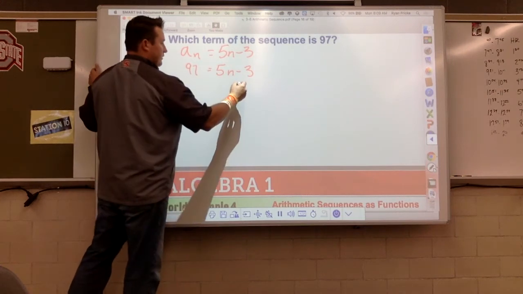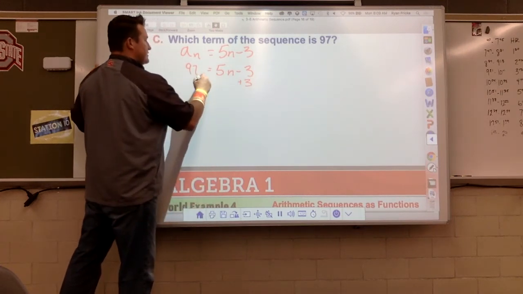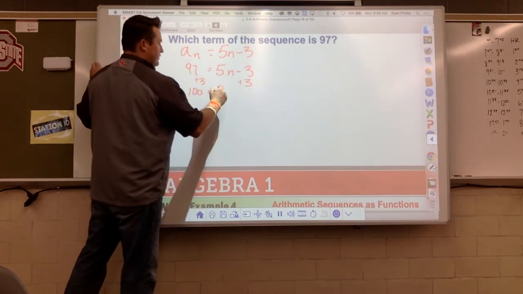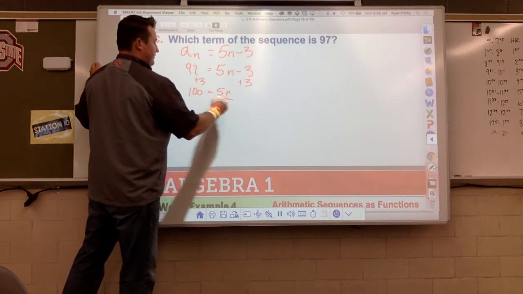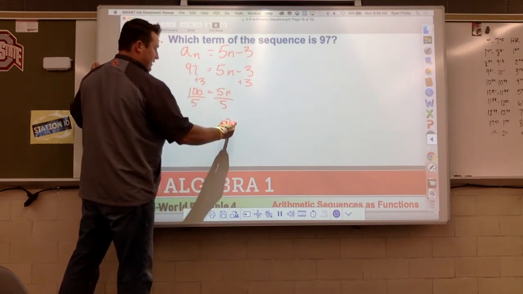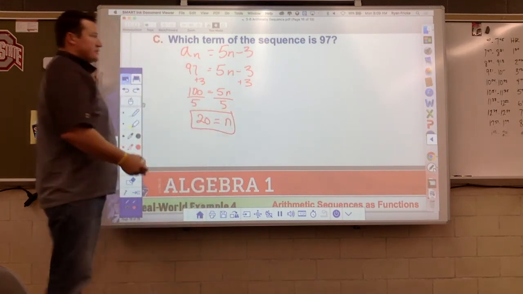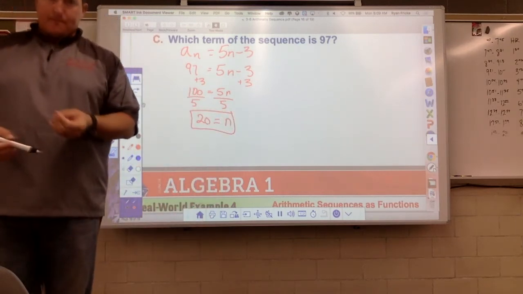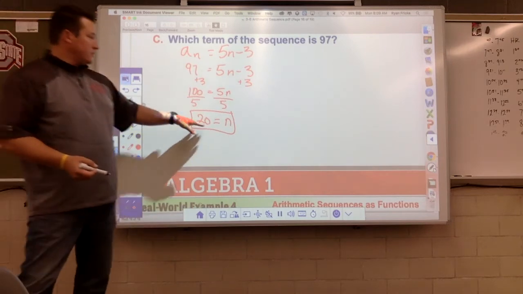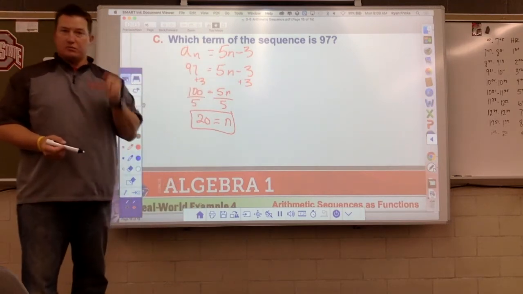Okay. So again, we're going to solve this equation. We're going to add 3 to both sides. This turns out to be 100. Divide by 5, divide by 5. N equals, I believe it should be 20. So the 20th term of this sequence, right, is this 97 number.